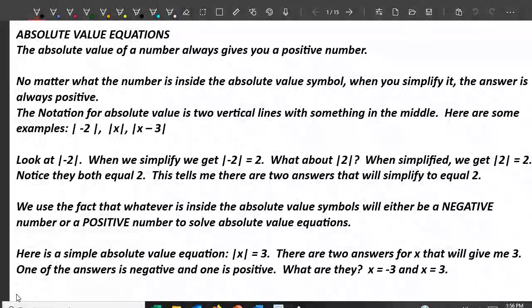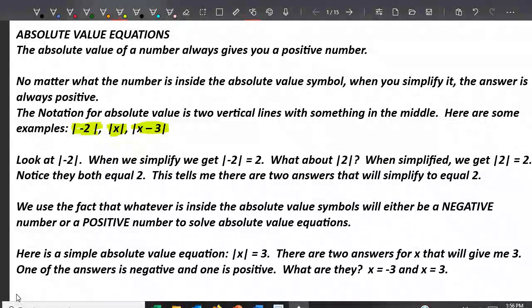This lesson is on absolute value equations. One thing you've got to remember about absolute value is it always gives you a positive number. So it doesn't matter what's inside the absolute value symbol. When you simplify it, your answer will be positive. Now, notice the notation for absolute value. It's two vertical lines with something in between.